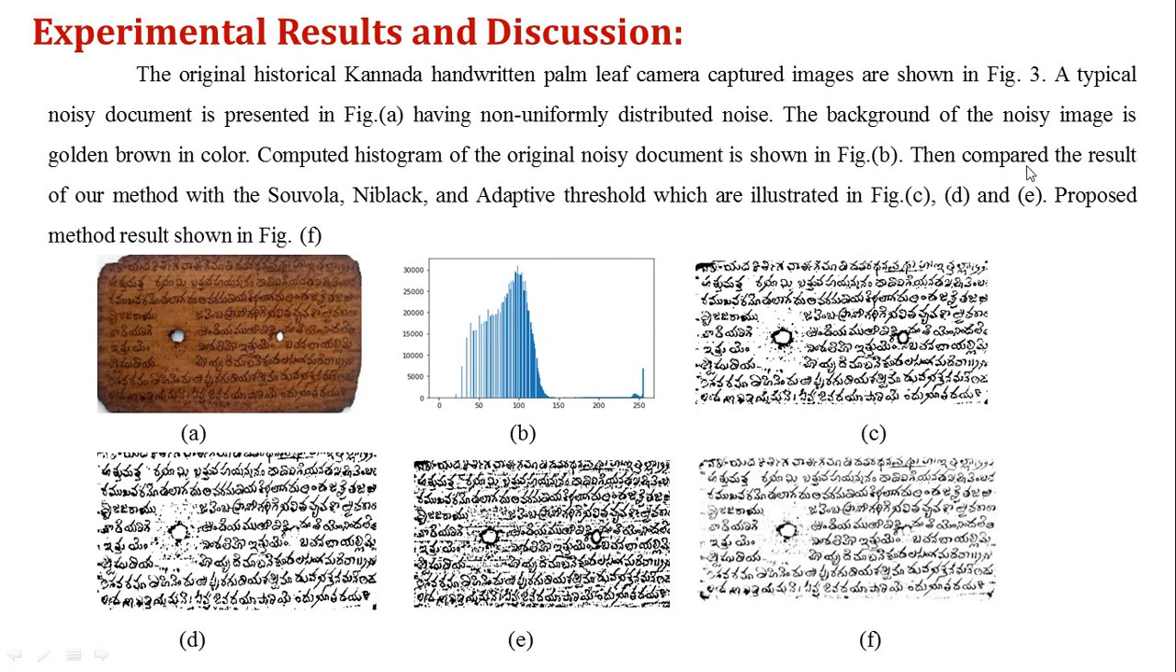Then we compare the result with our method against Sauvola, Niblack and adaptive threshold, which are illustrated in figures C, D, E. Our proposed method result is shown in figure F. This clearly shows that figure F is clearer as compared with figure A. The original palm leaf image gives a better result in this experiment.